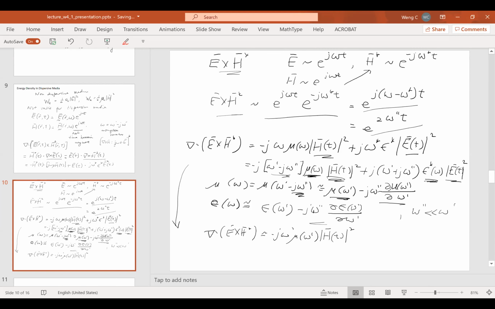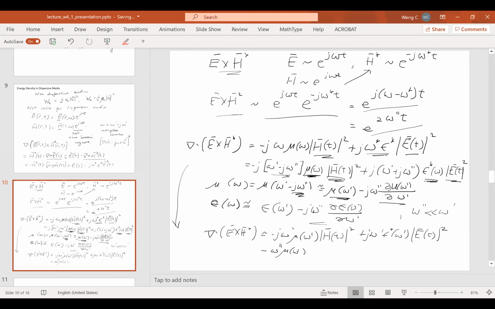And similarly, I do the same thing to this term. I keep the leading order term from that term. Okay, I will have epsilon star omega prime E star. Okay, I keep the largest term there. And then I keep the next order terms. Okay, the next order term will be terms that are involving omega double prime only. And then mu of omega prime.